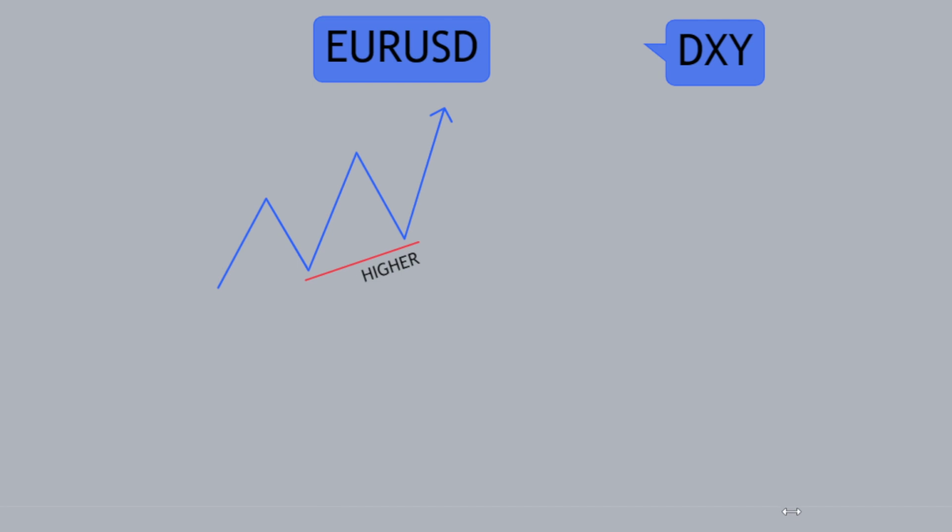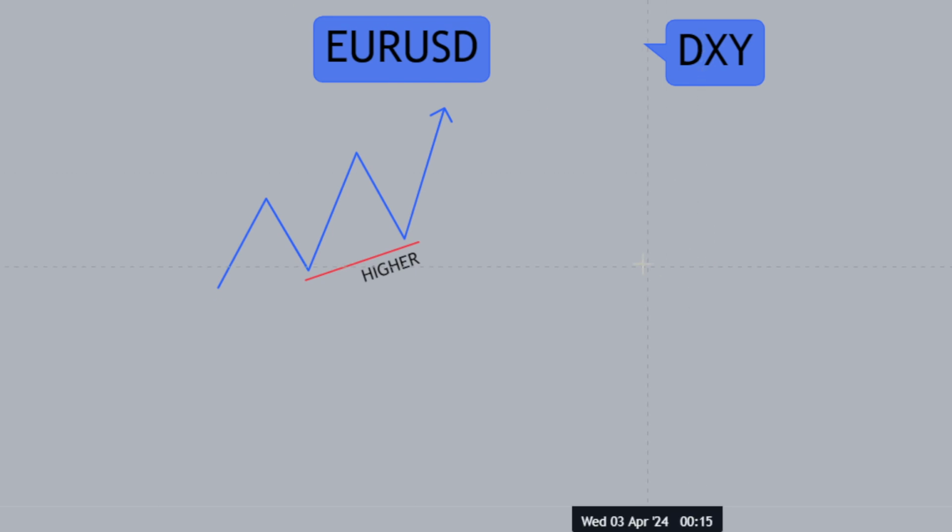Now we understand that these are oppositely correlated markets, so you would expect the DXY, or the dollar index, to decrease. As the euro dollar goes higher, as this asset class increases in value, the DXY has to go down, as we've already established. But what a divergence does, as the name suggests, is the opposite. It diverges against what we have just outlined.